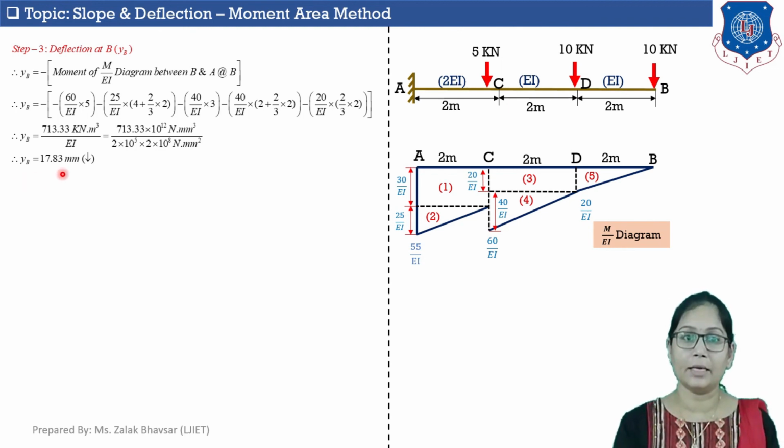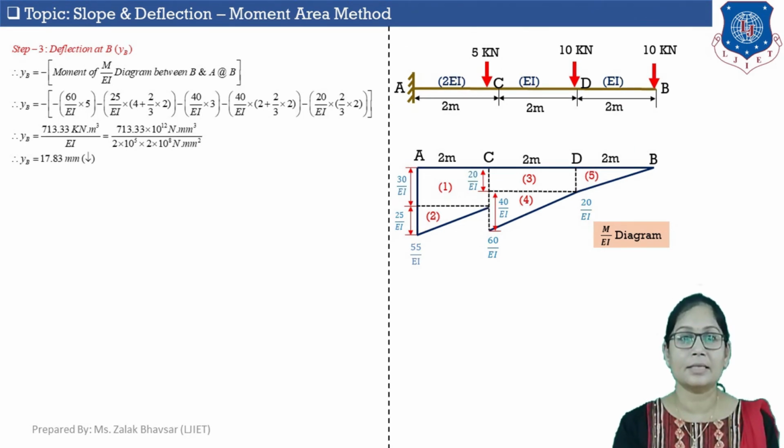Here I am getting YB, meaning deflection, positive. It means the beam is deflected in the downward direction. This is the end of this session.